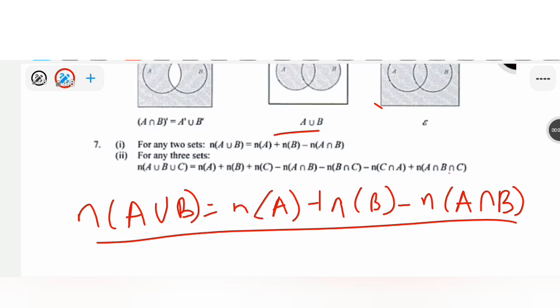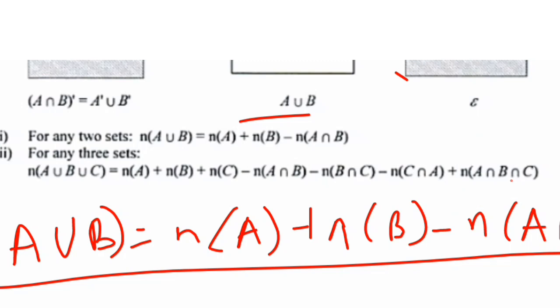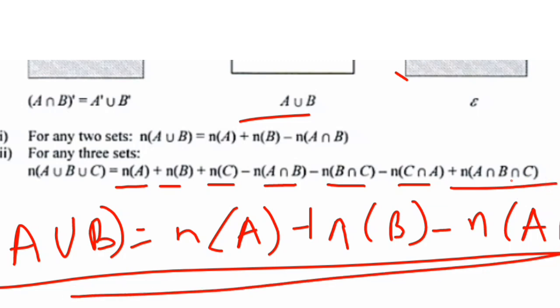Okay, then if there are actually 3 sets, then this is the formula here. It's the opposite of this one. It's going to be plus where you have the intersection of the 3 sets. Then it's going to be n(A), n(B), n(C). Then it's going to be negative where you have the intersection of just 2 sets, minus n(A intersection B) minus n(B intersection C) minus and so on. But when you have the 3 of them meeting together, it's going to be plus. That's the only difference between the 2.